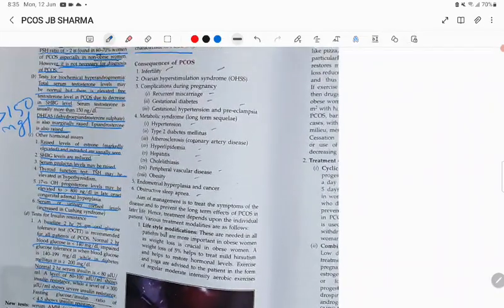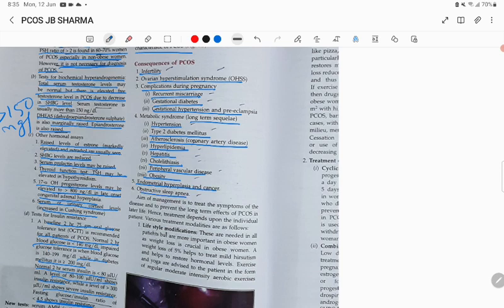What are the consequences? Infertility, ovarian hyperstimulation syndrome, complications during pregnancy like recurrent miscarriage, gestational hypertension, gestational diabetes, preeclampsia, metabolic syndrome. Long-term sequelae like hypertension, type 2 diabetes mellitus, atherosclerosis, coronary disease, hyperlipidemia, hepatitis, cholelithiasis, peripheral vascular disease, obesity, endometrial hyperplasia and cancer, obstructive sleep apnea.